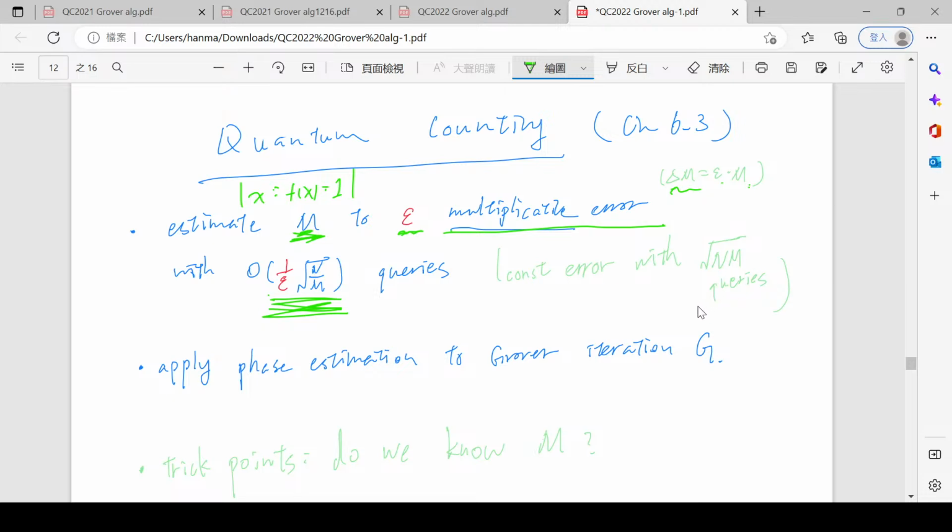So this is also what happens if you want to know m exactly, right? So the constant can be 1. You want m to plus minus 1, then you want the error to be plus minus 1, then you need square root m queries. And you see that is actually quite a lot, because if your m is large, then you need n queries. So it's pretty bad for you.